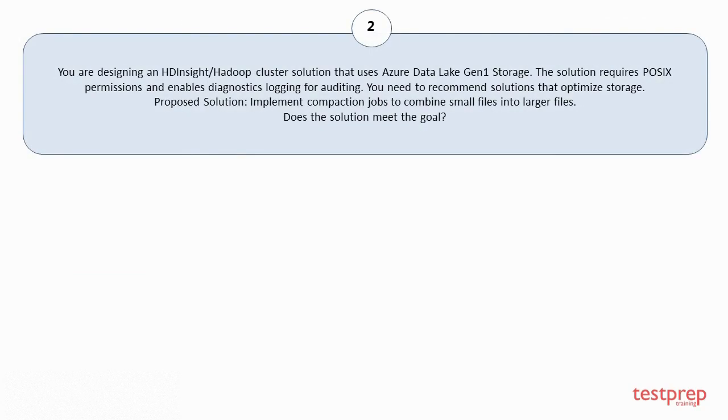Question number 2. You are designing an HD Insight or Hadoop cluster solution that uses Azure Data Lake Gen 1 storage. The solution requires POSIX permissions, and enables diagnostics logging for auditing. You need to recommend solutions that optimize storage. Proposed solution: implement compaction jobs to combine small files into larger files. Does the solution meet the goal?